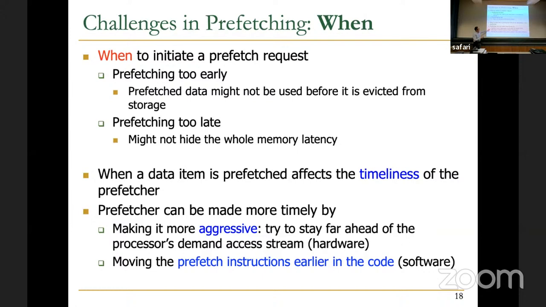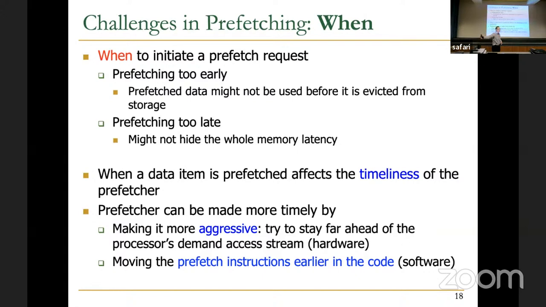But if you become more aggressive, what happens is you basically prefetch address A+64, but the processor may never want address A+64, right? Maybe its access pattern is A+4, A+8, A+12, A+16, and it's going to stop at address A+20. But you prefetch A+64, A+68 in anticipation that the processor will get there, but the processor may never get there. So this is a fundamental trade-off.